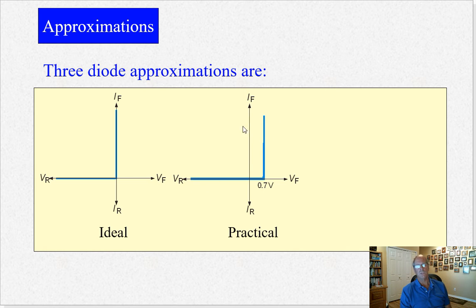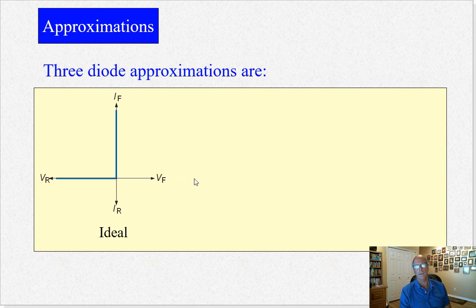What we do use is this one here, the practical. So the forward voltage is 0.7 volts. And then the reverse current is 0 amps when it's in reverse bias. That's the one we normally use, okay?